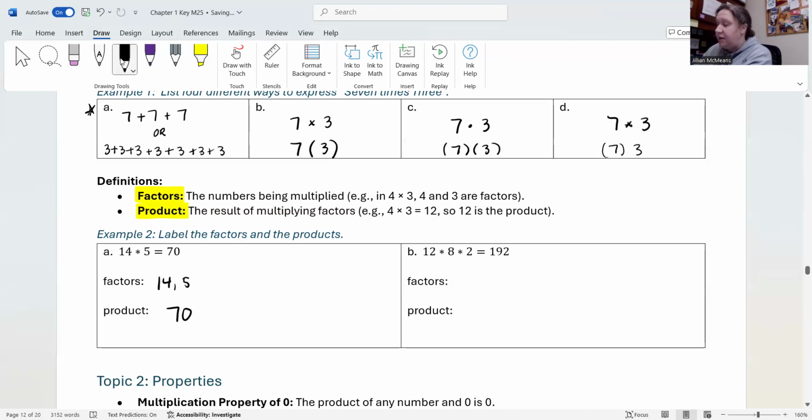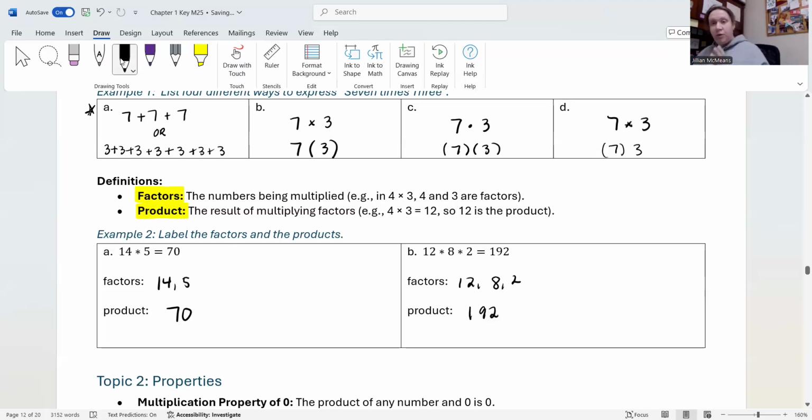If we look at part B, we have 12 times 8 times 2 equals 192. Well, the factors here, we have 3 of them. The factors would be 12, 8, and 2. And then the product, the answer, would be 192.